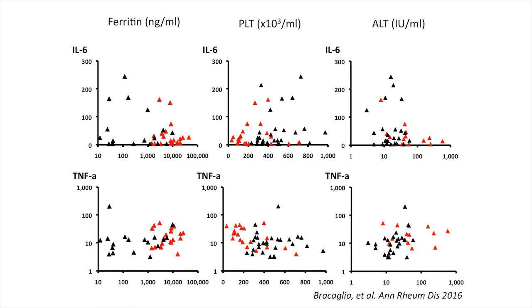In contrast, when we did the same type of analysis with other cytokines, and in this example we are looking at IL-6 and TNF-alpha, there is nothing even remotely similar. Again, suggesting that what we observe is very, very specific to interferon gamma.